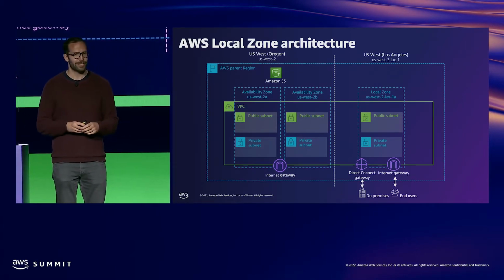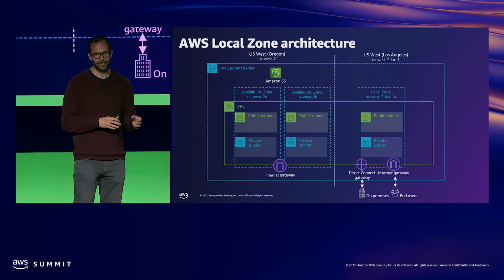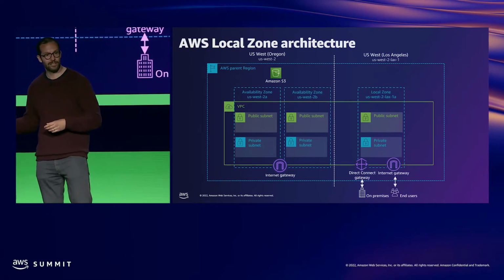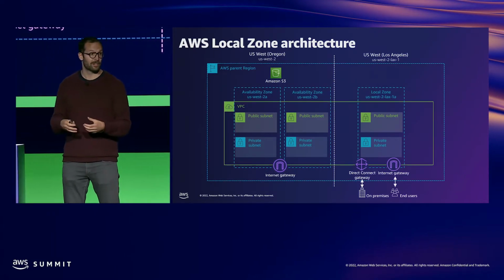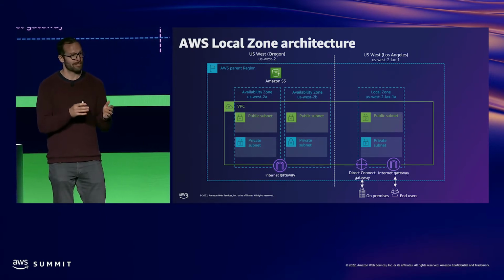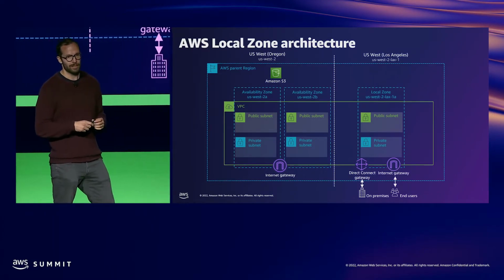And you can see in the diagram there's two internet gateways. There's actually one internet gateway in reality that you need to create. This just represents the fact that if you have users connecting to your local zone, say they are in Los Angeles, they would be connecting directly to the resources in your local zone rather than having to go through Oregon region and then back. And the same thing applies to Direct Connect.